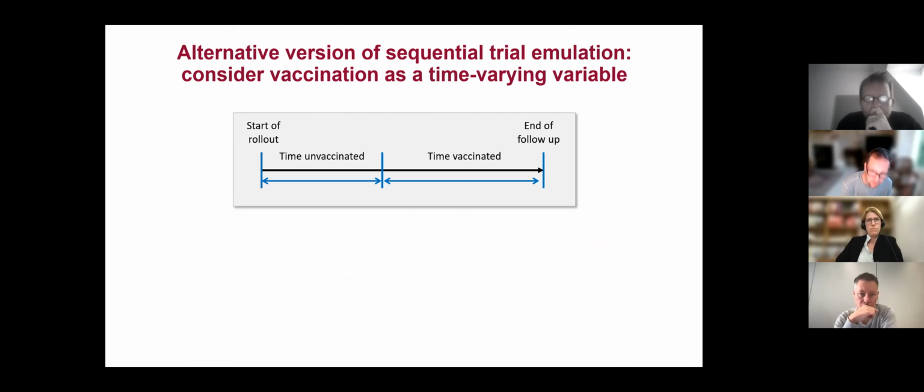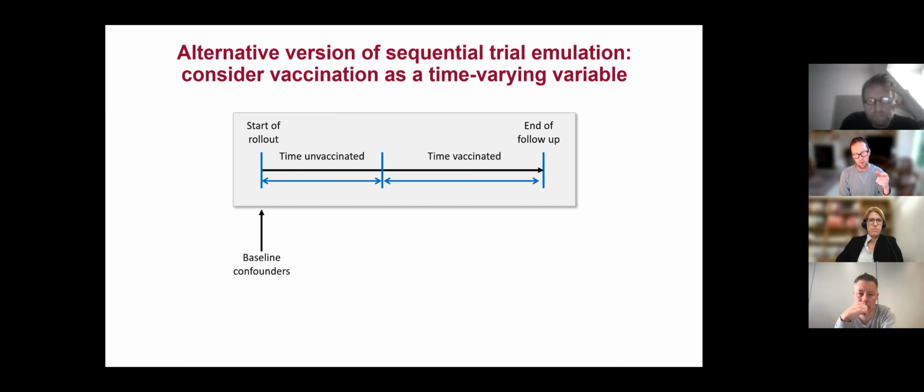Now, an alternative version of this sequential trial approach, a way to describe the target trial, is to consider vaccination as a time-varying variable. So we start follow-up at the time that everybody becomes eligible for vaccination. And in the UK, for people aged 18 and above, that would be the 8th of December 2020. And at that time, everybody is unvaccinated, and we follow them over. And then we switch them from the unvaccinated group to the vaccinated group on the day that they're vaccinated, and then we follow them up.